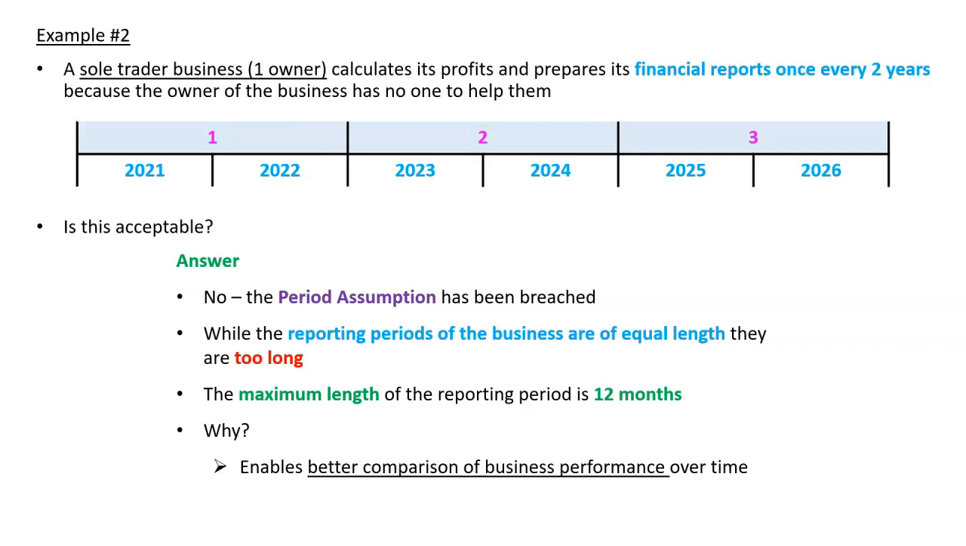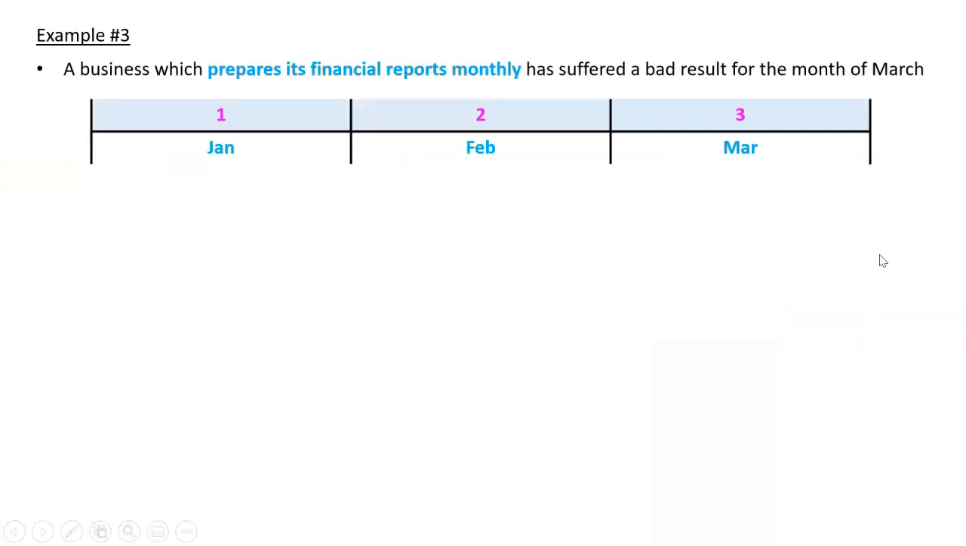So when we look at our qualitative characteristics, we've got one called timeliness. We need timely information. That basically means having information sooner. So we get a better comparison if we compare things more regularly, and definitely not if we wait for 2 years. And also, most importantly, the business must pay its taxes every 12 months, so therefore it must prepare its reports every 12 months. So that's another breach of the period assumption.